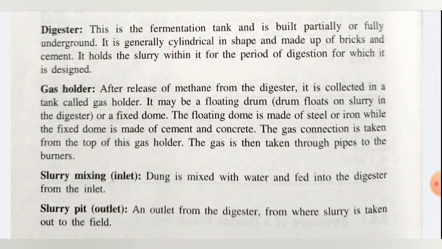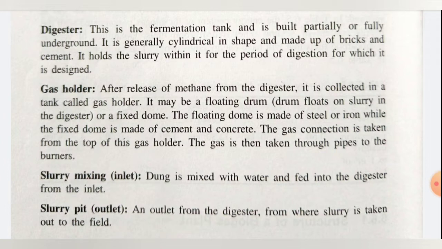So the first one is the digester, that is the digester tank. This is the fermentation tank and is built partially or fully underground. It is generally cylindrical in shape and made up of bricks and cement, as shown in the figure. It holds the slurry within it for the period of digestion for which it is designed. So the digester tank is mainly for holding the slurry for the digestion purpose. All of you understand? So that is nothing but the digester tank. It will be fully or partially underground.